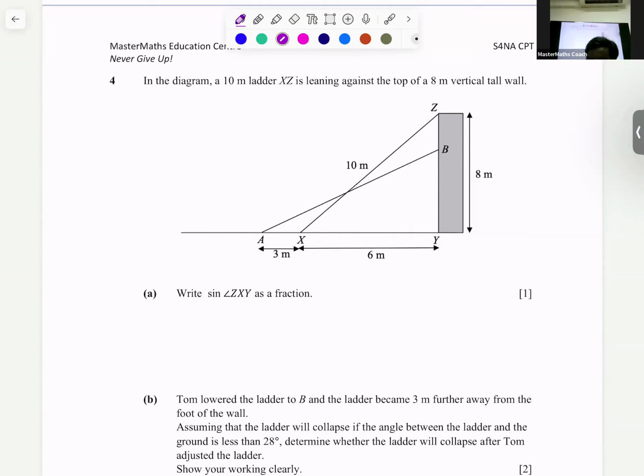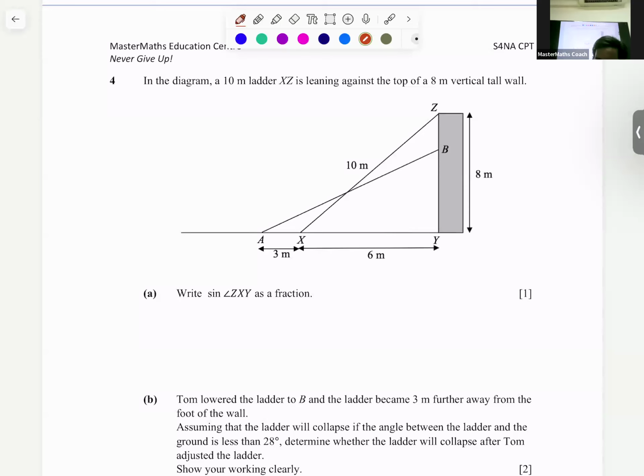All right. Next question. In the diagram, a 10-meter ladder XZ is leaning against the top of an 8-meter vertical wall. Write sine of angle ZXY as a fraction.